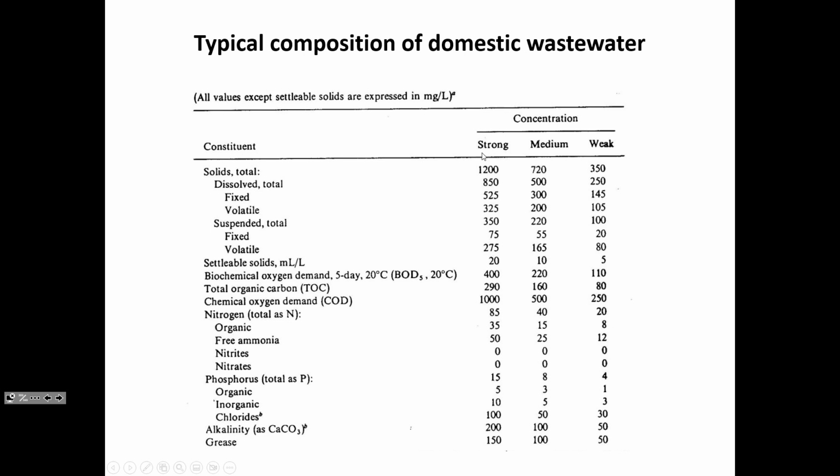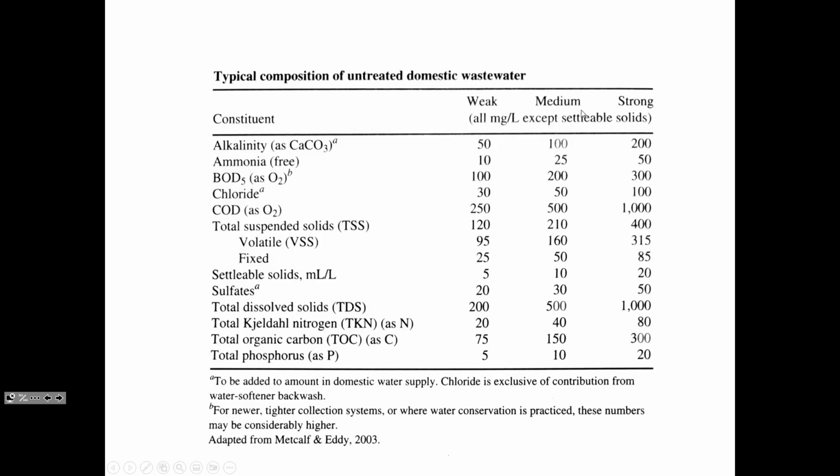And so if we just use this middle concentration here, what we're saying is we're trying to take the BOD from around 220 milligrams per liter down to 30 milligrams per liter. And we're trying to take the suspended solids from maybe a total of 720 milligrams per liter down to 25 to 30 milligrams per liter. So these are the characteristics of the raw wastewater as it's coming in.